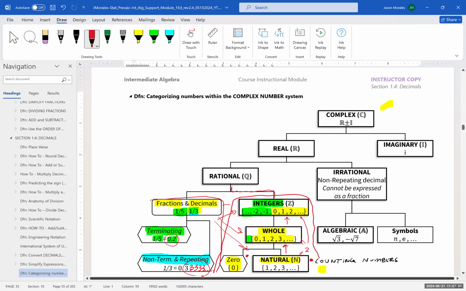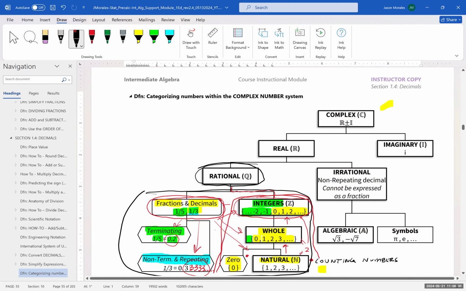All right, so now if you take the set of integers and you group that with the set of fractions and decimals, both terminating and non-terminating, you group all of these numbers together, you get what's called the rational numbers. So an integer is a rational number. A whole number is a rational number. A natural number is a rational number. A terminating fraction or decimal is a rational number. A non-terminating and repeating fraction and decimal is also a rational number. So the rational number set is all of these numbers down below it.